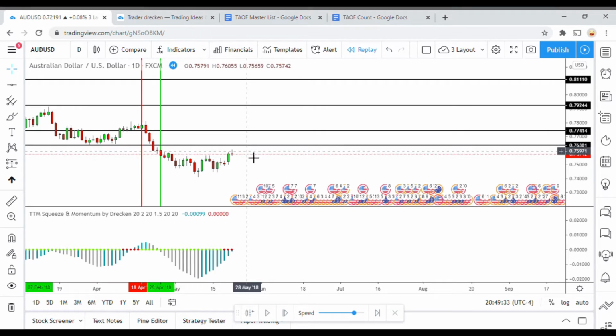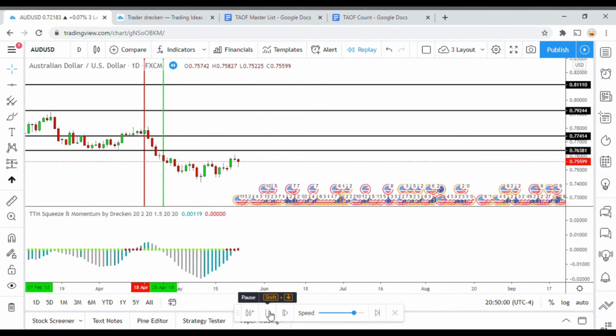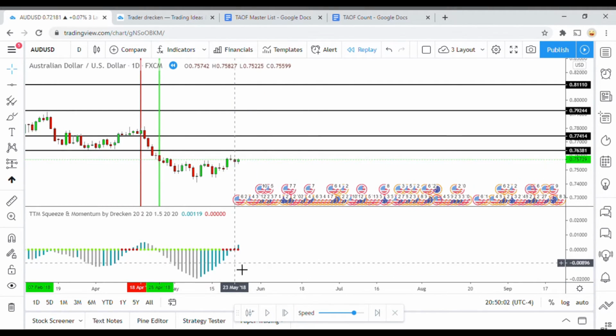Probably have some interaction with this area because it has a few times, but most likely we'll make it up into this zone. No guarantees, but that's very close to a really good price action pattern, and kind of getting confirmation from our indicator here. I don't like that the dots are showing weakness, but let's see what happens.